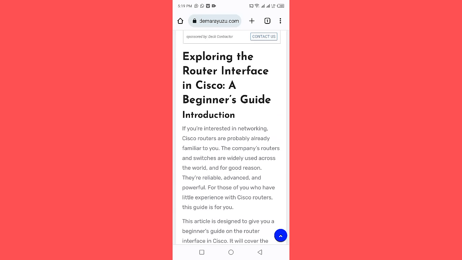So let's go to the mobile screen and discuss in detail today's topic. Exploring the router interface in Cisco, a beginner's guide. Introduction.